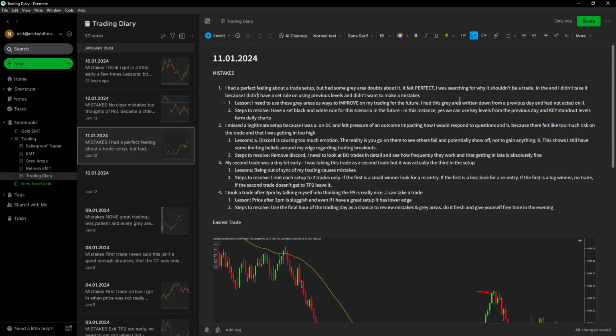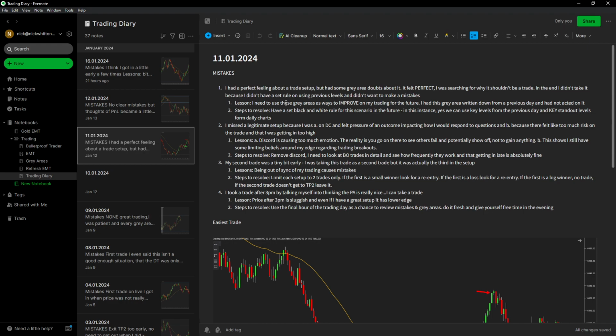I wasn't certain, and this is a big thing that I'm going to talk about in a second with gray areas. If you're not certain, if you have a gray area in your trading, don't take the trade. Write it down and then review it. So the lesson, I need to use these gray areas as a way to improve on my trading for the future. I had this exact gray area written down from a previous day and I'd not acted on it.